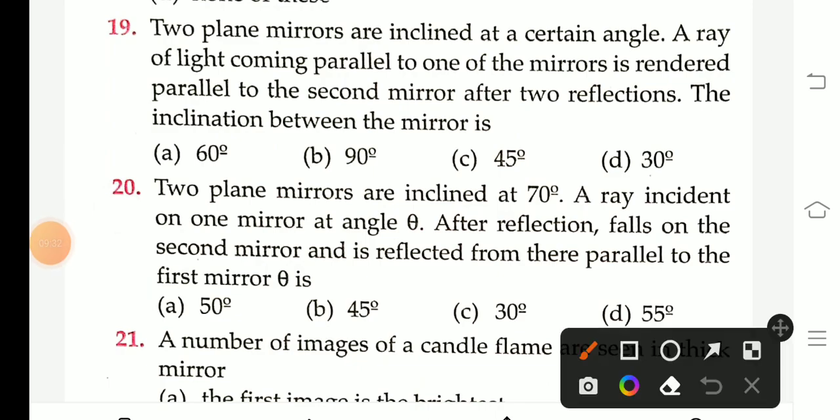Next, two plane mirrors are inclined at a certain angle. A ray of light coming parallel to one of the mirrors is rendered parallel to the second mirror after two reflections. The inclination between the mirror is... Right answer option A, 60 degree.